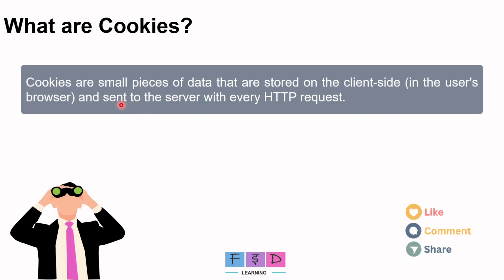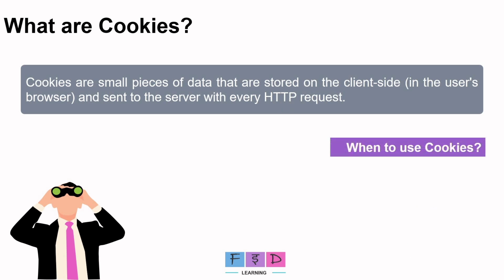And third feature is sent with HTTP request. We can send data to the server with each HTTP request. So when to use cookies in Angular? Cookies are ideal for storing authentication tokens or session IDs to verify user identity. And we can use cookies to store user preferences like language settings or theme choices to personalize their experience.